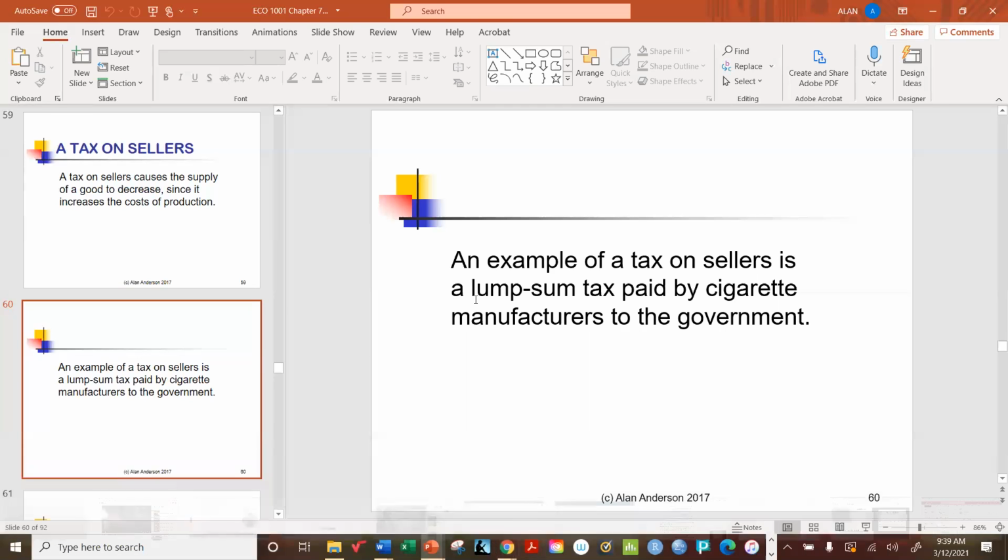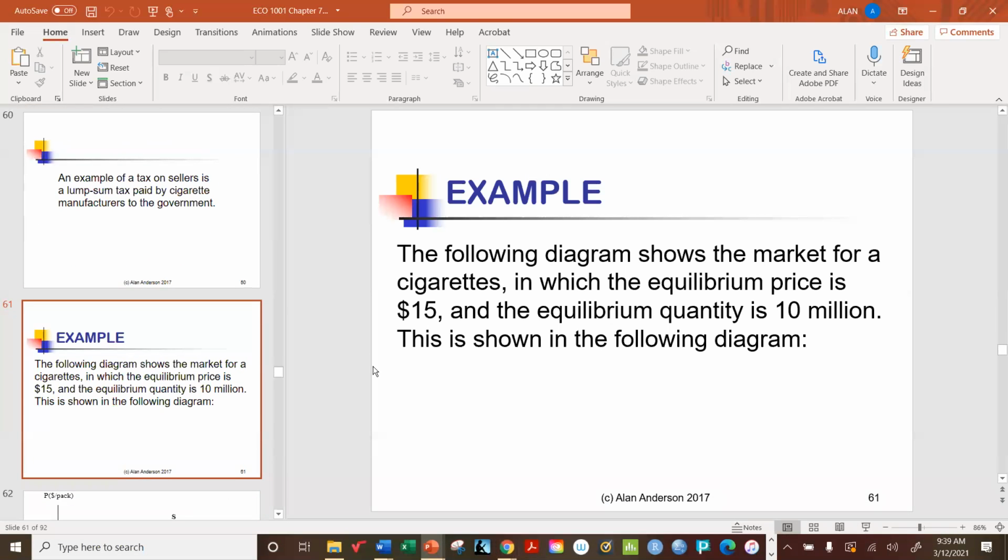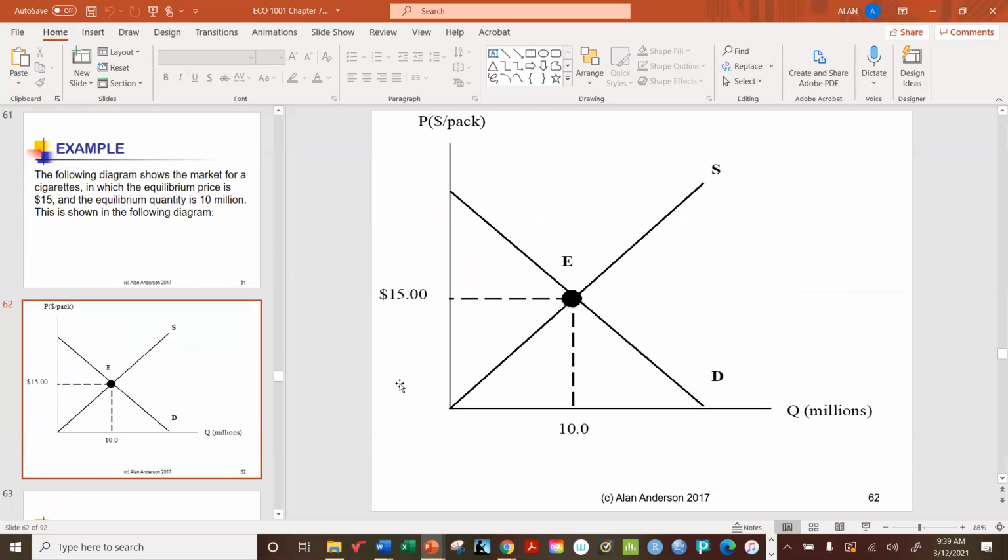All right, so let's take a look at this first case. Let's say that in the market for cigarettes, the price is $15, and people buy 10 million packs of cigarettes.